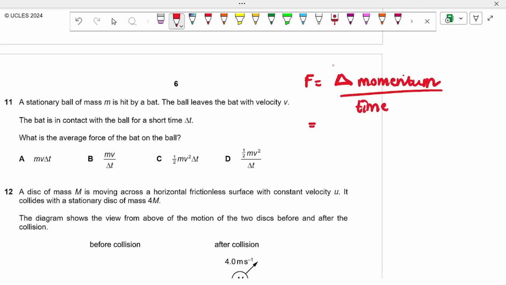So what is the change in momentum? Well, it's basically final momentum minus initial momentum. That's my change. So the final momentum is going to be mv because it has a mass m.